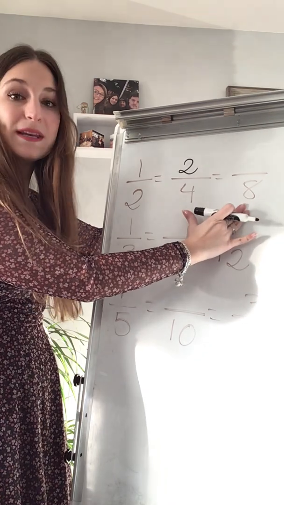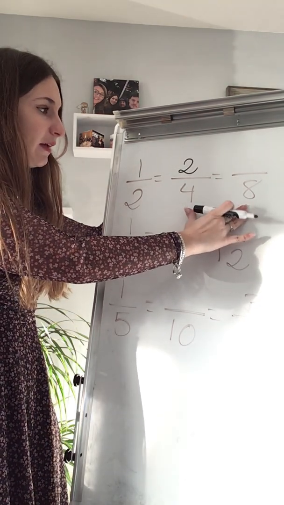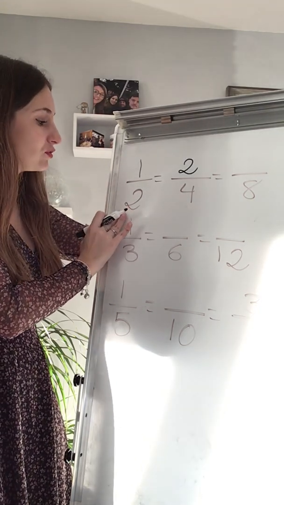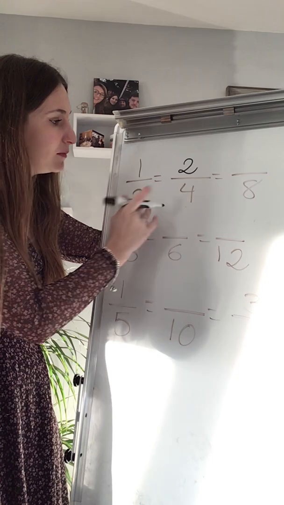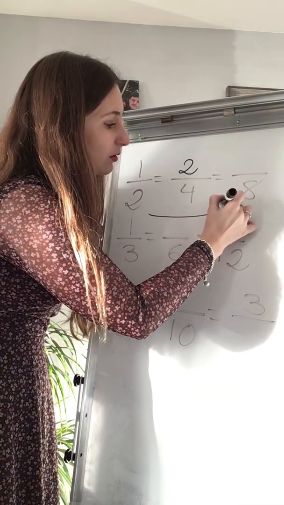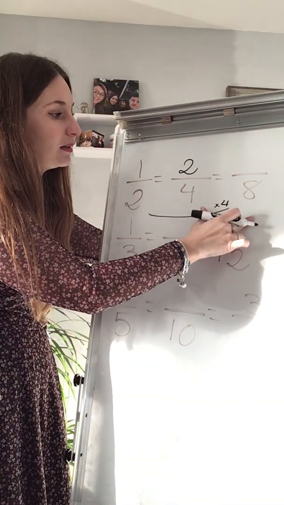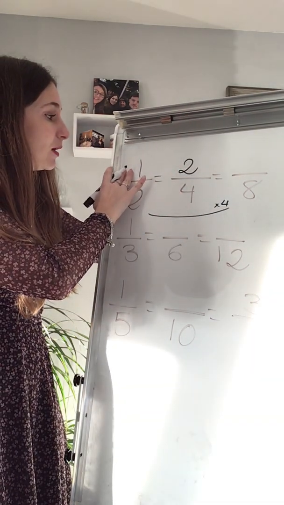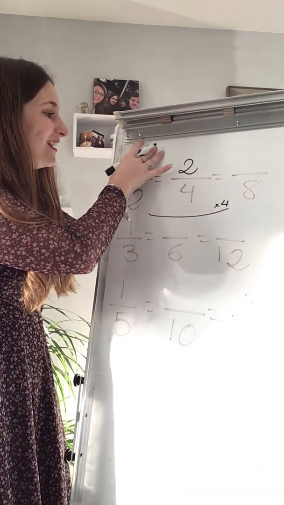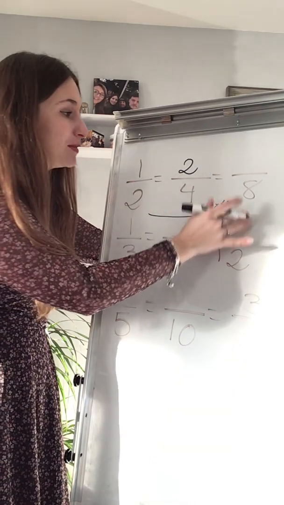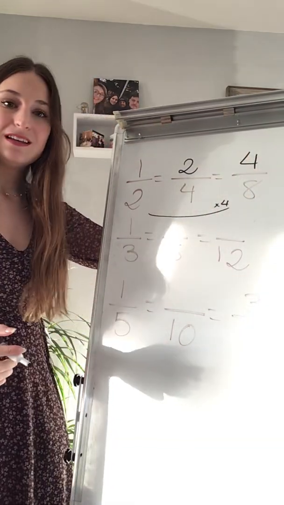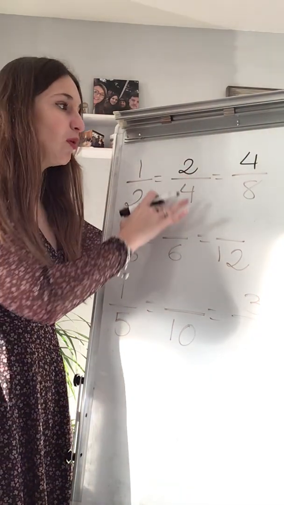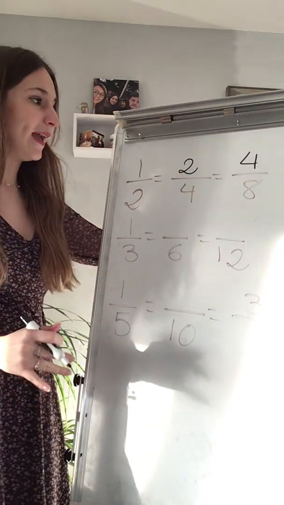Now I'm going to go to my next fraction. Again, it's equivalent, so it should have the same value as 1/2. Well, I know that to get 8, I have multiplied 2 times 4. 2 times 4 is 8. So then what I need to do is multiply my numerator by the same number. 1 times 4 is 4. Okay, so that leaves you with 1/2 is the same as 2 quarters and is the same as 4/8.